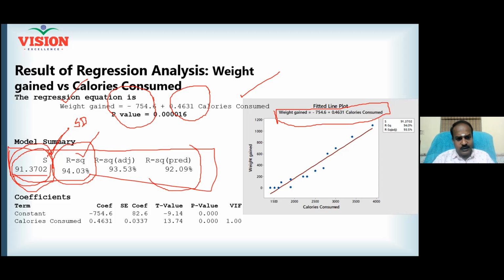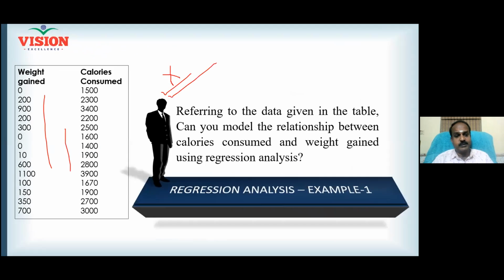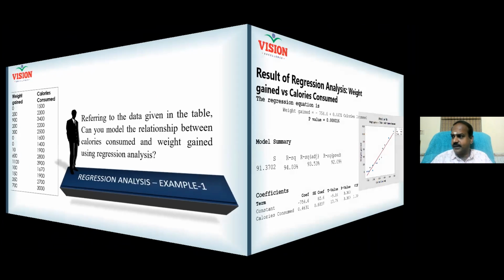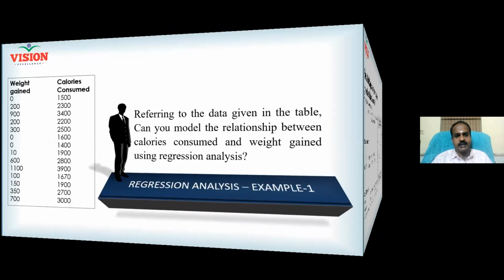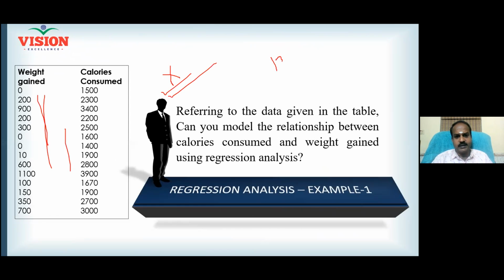And there is one more thing called predicted R square. If this predicted R square is close to R square and if it is close to 100%, you can use the regression equation to predict new observations. See here, how much will be the weight gain for a given calorie consumption? What is my predicted R square? 92%.